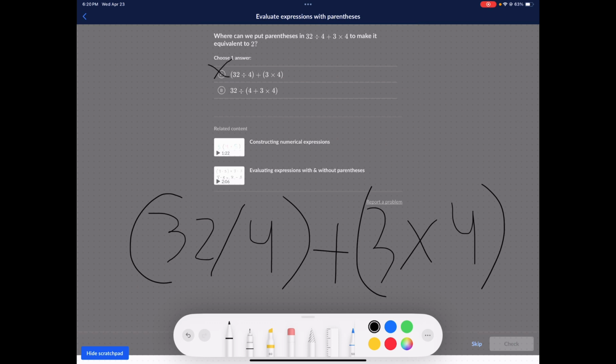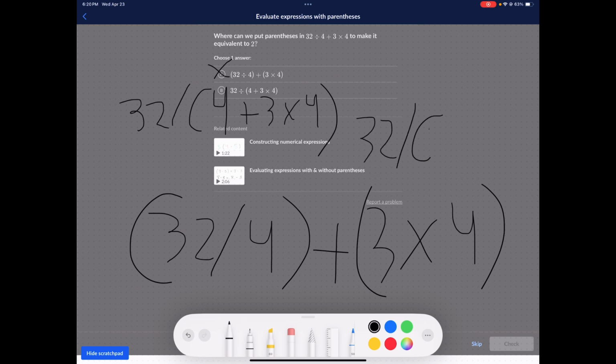Okay, choice B. 32 divided by parentheses 4 plus 3 times 4. So what are we going to do here first? Right, we have to do parentheses. What do we do first in the parentheses? Yep, we have to multiply first. So we do 32 divided by parentheses 4 plus 12.